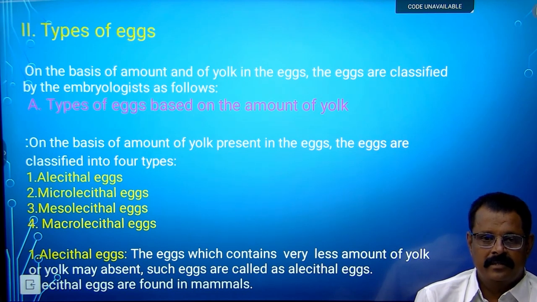First of all, we will see the alecithal egg. The name itself indicates: a means absent, lecitha means yolk. The eggs which contain very little yolk, or in which yolk may be absent, are called alecithal eggs. These alecithal eggs are found in mammals.